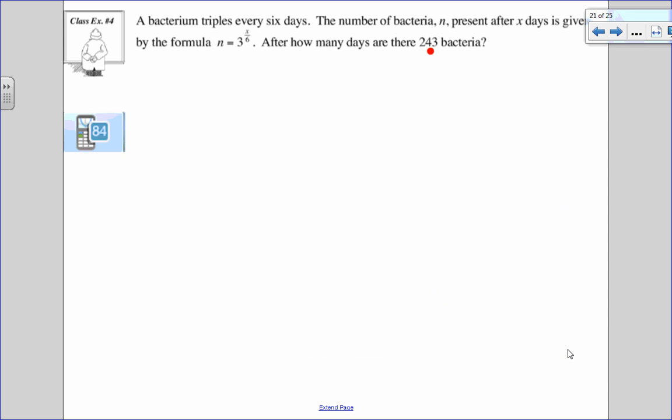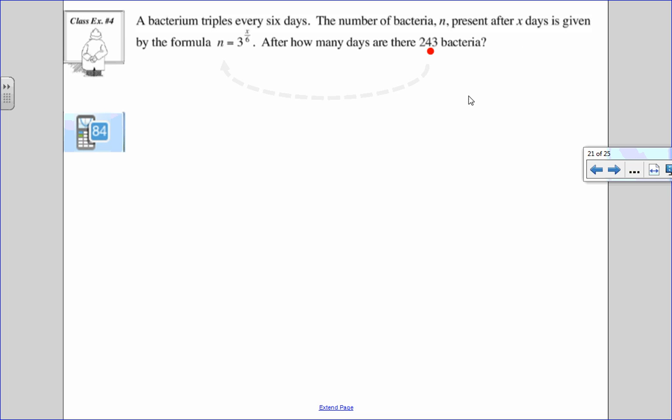So 10C coming back, being very useful here. Okay, let's look at number 4. A bacterium, that's just the plural of bacteria, triples every 6 days. The number of bacteria, N, present after X days is given by the formula N equals 3 to the X over 6. After how many days are there 243 bacteria?